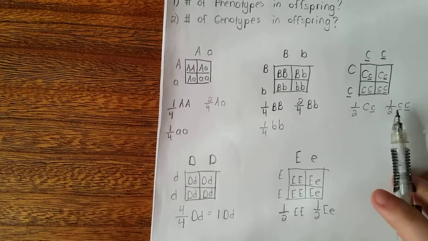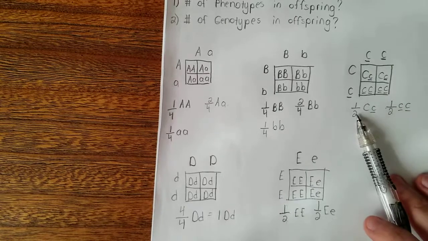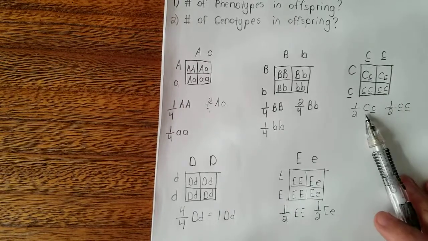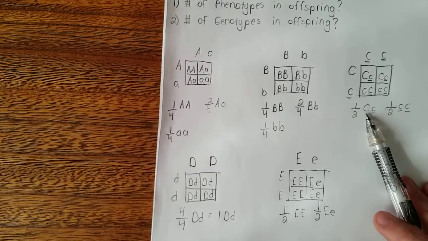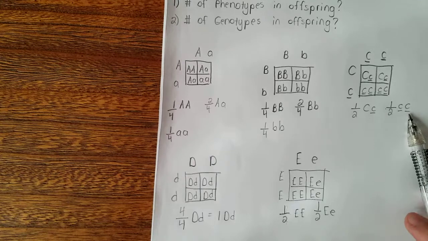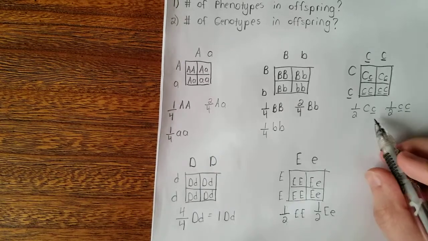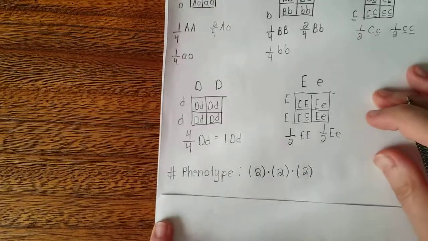Same for C. So right here, we have 1/2 big C, little c, and then 1/2 little c. Big C, little c is one phenotype. C is dominant. Little c is a different phenotype. So therefore this has two phenotypes. 1, 2. Go on to the next one.